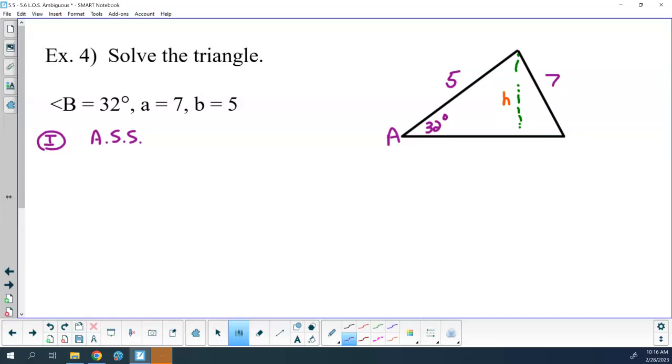Yes, we're in an angle side-side case, yes? Oops, sorry, I went A. That should have been B. My fault. Put them in the wrong spot.